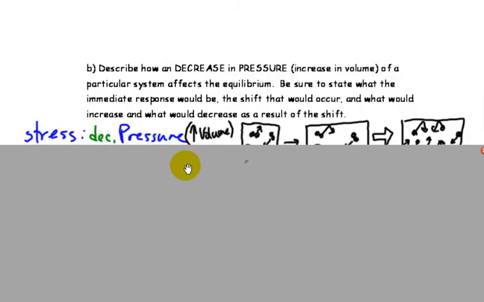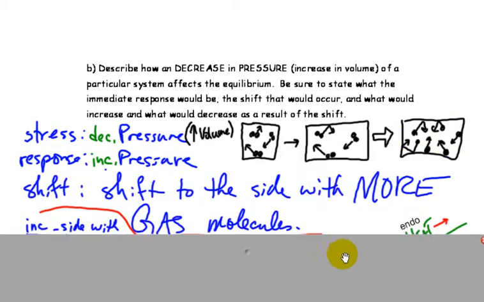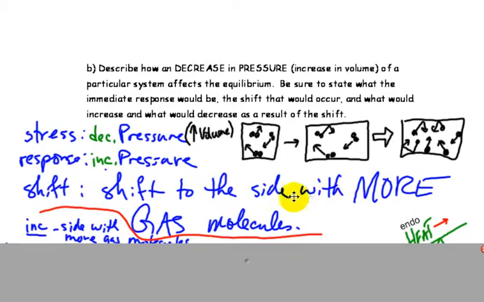Okay, vice versa. You may think that decreasing pressure isn't a stress, but it is. So we could decrease the pressure by expanding the room, 3 molecules, and the system will say, oh, we have to replace that lost pressure, we need to increase it again. So you can see here 3 molecules become 6 to make more pressure on the walls of that container. So to increase pressure, we would shift to the side that has more gas molecules, going with the idea that more molecules exert more pressure than fewer molecules.